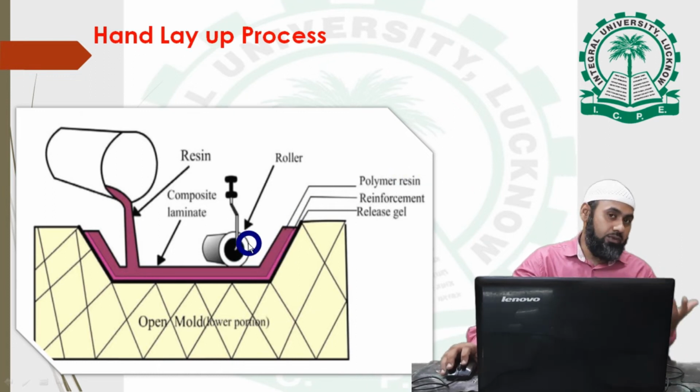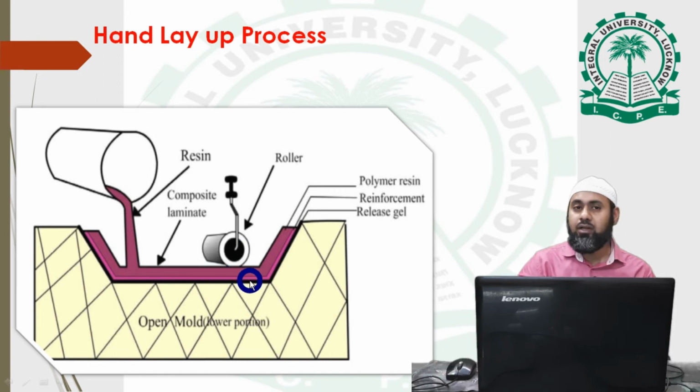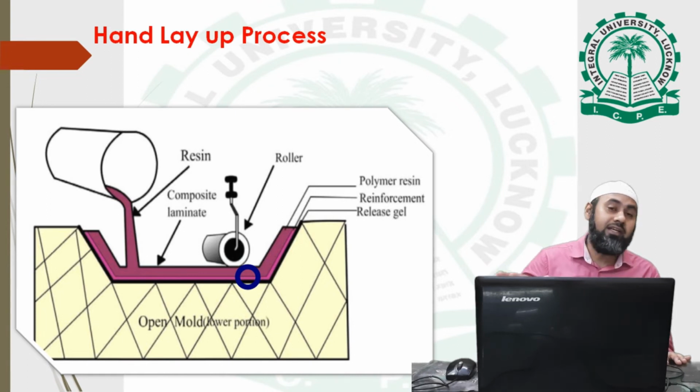Then the roller is used. What is the purpose of the roller? The roller is used for various purposes. In case of hand layup, there are a few purposes. The first purpose is just to apply pressure. Why are we applying the pressure?